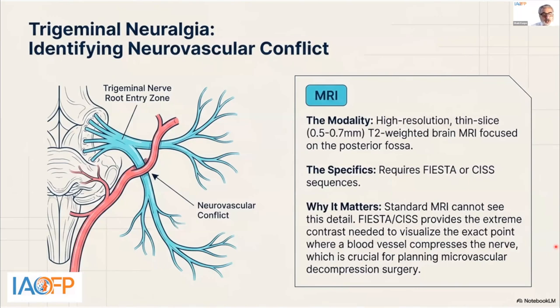There is a protocol called FIESTA or CISS, which provides the extreme contrast needed to visualize the nerve from the blood vessels. The detail is crucial when planning the surgical approach. There's nerve decompression, which is really good, a successful surgery lately. It's been done for many years, and now it's a very easy and very successful surgery.